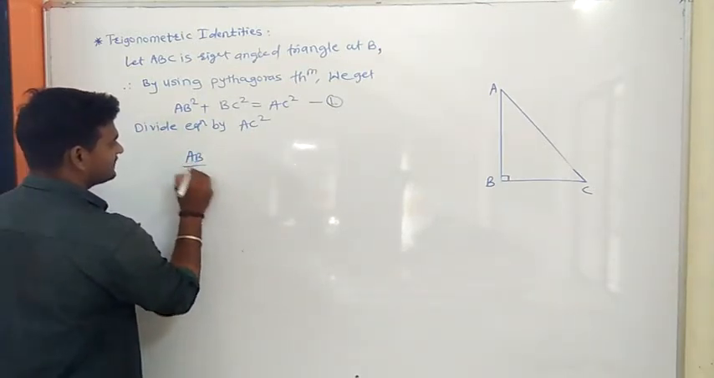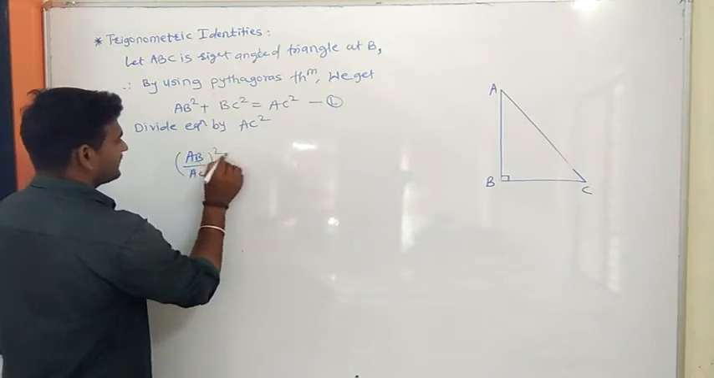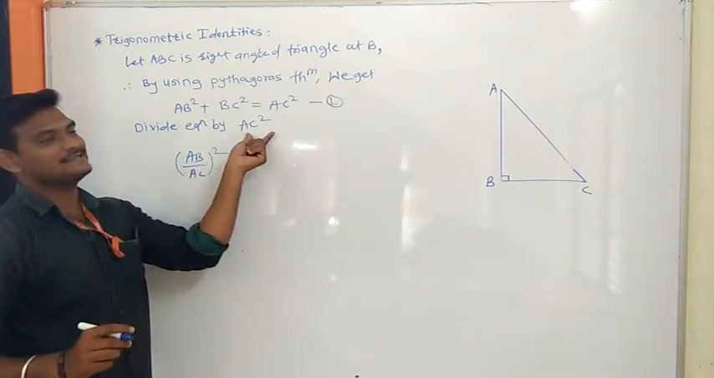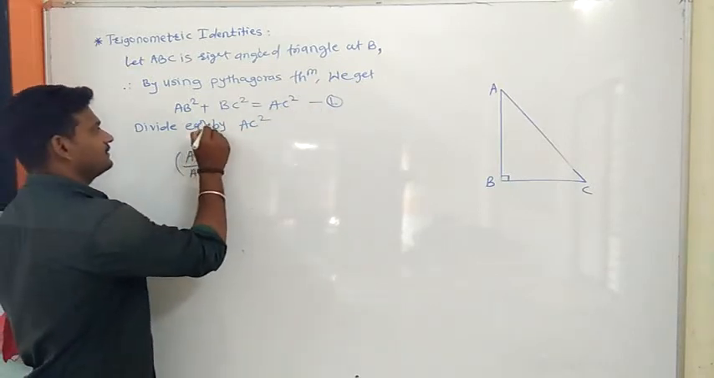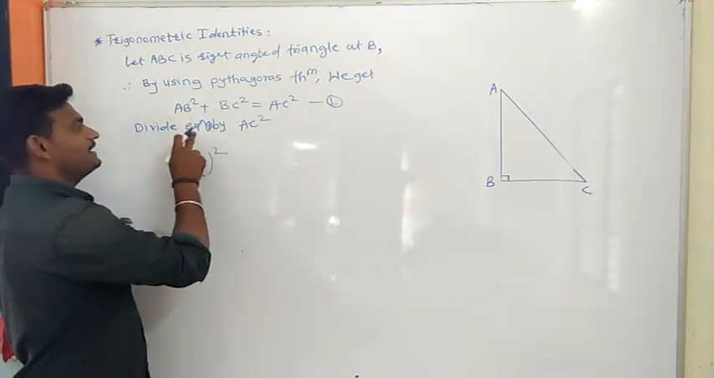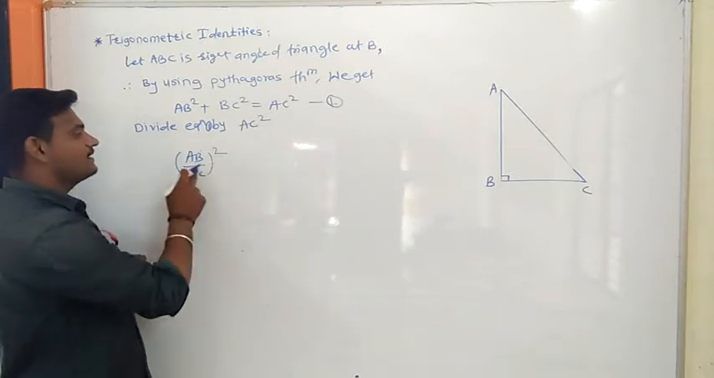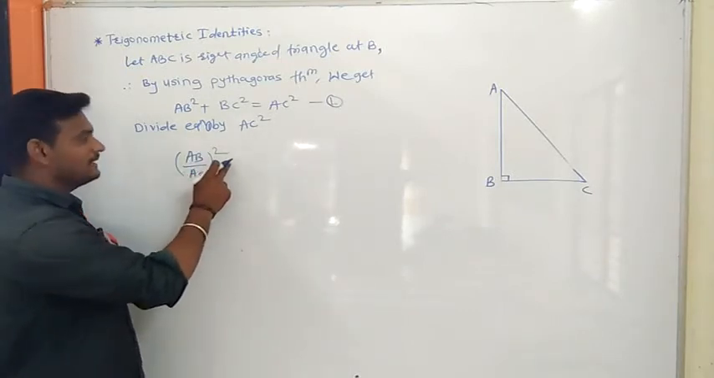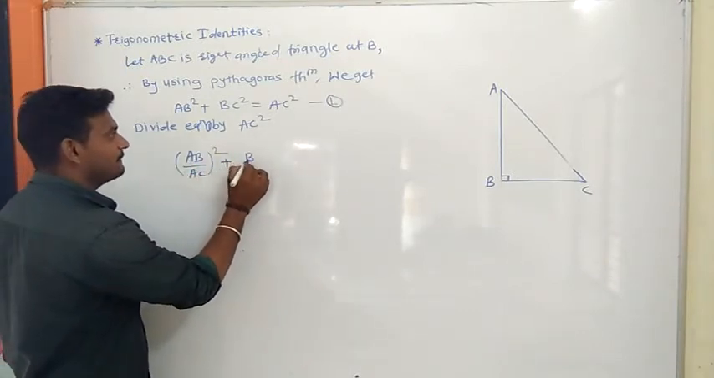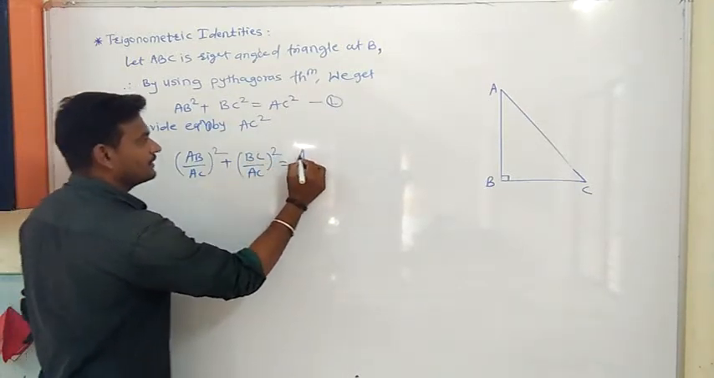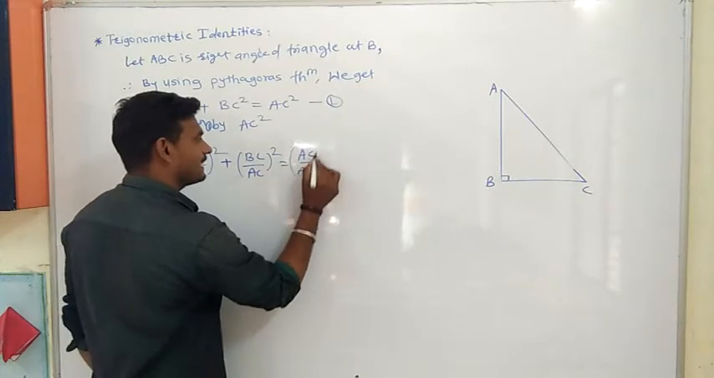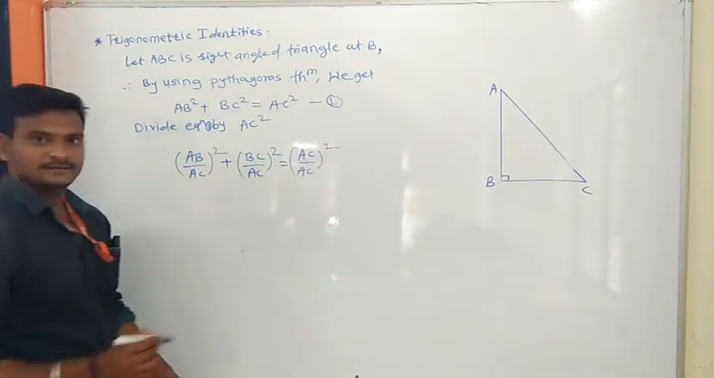If we divide the whole equation 1 by AC square, then what we will get? We will get (AB by AC) whole square plus (BC by AC) whole square is equal to (AC by AC) whole square. We are getting this much.